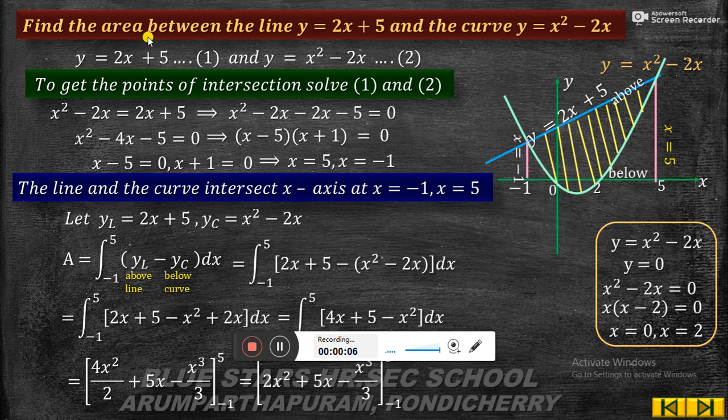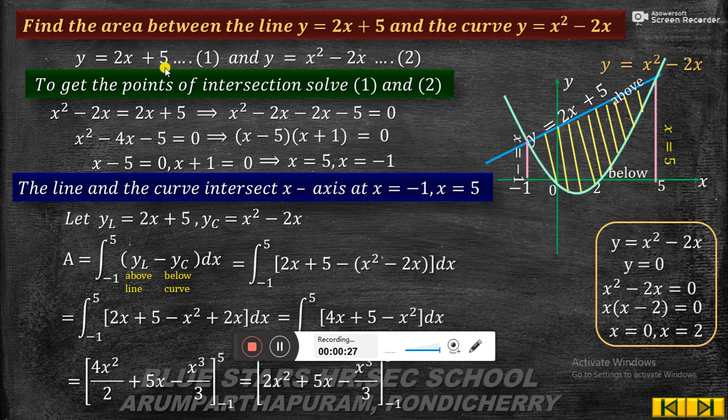Fourth problem. Find the area between the line y equal to 2x plus 5 and the curve y equal to x square minus 2x. So now you see these questions, they ask about the area between the line y equal to 2x plus 5 and y equal to x square minus 2x. These two curves, we find out the area between these two curves.